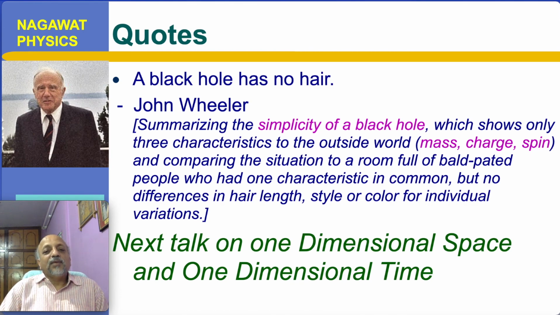John Wheeler is pointing out that a black hole is like a gathering full of bald-pated people who have one characteristic in common, being bald, but no difference otherwise. For bald people, differences in hair length, style or color of individual hairs make no sense. So variations in color, style and length of hairs have no meaning in a gathering of bald-pated people. Similarly is the presence of black holes in our universe.